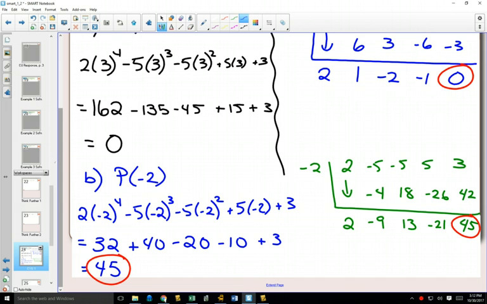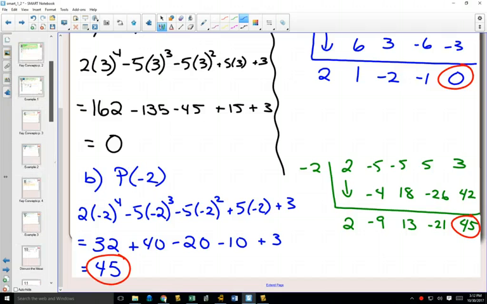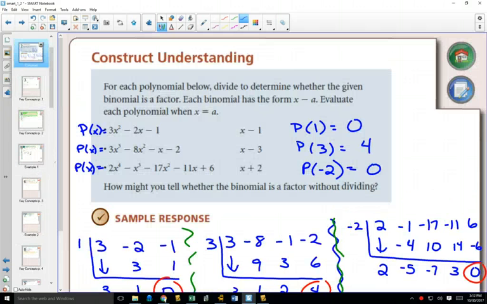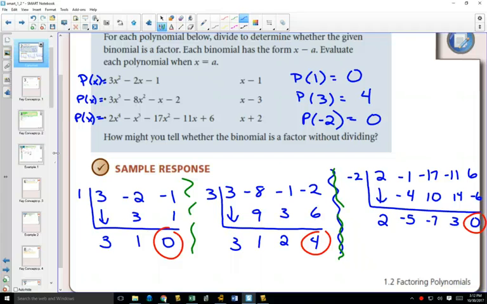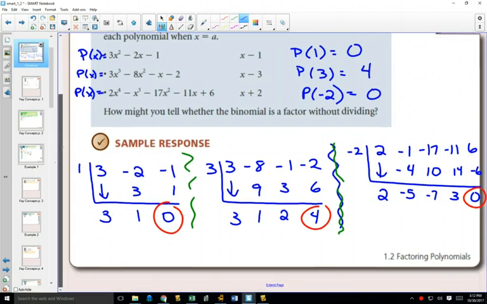Why is the remainder important to us? Well, if we can get a remainder of 0, which we did in these examples here, 2 of them had remainders of zero, then that tells us that these are factors. Because when we write our division statement, let's look at the division statement for this very last one. If you divide 2x^4 minus x cubed minus 17x squared minus 11x plus 6 by x plus 2, and we write the division statement, okay?